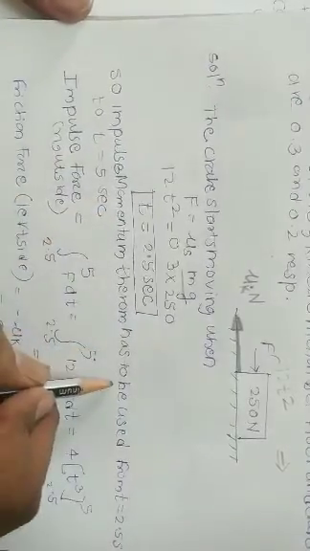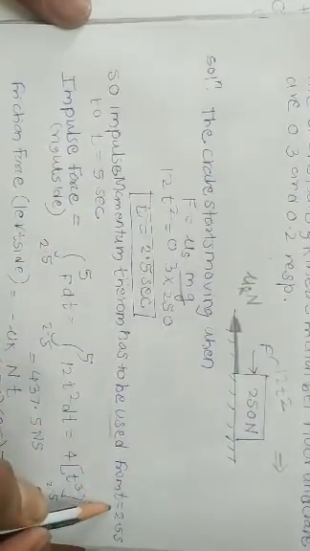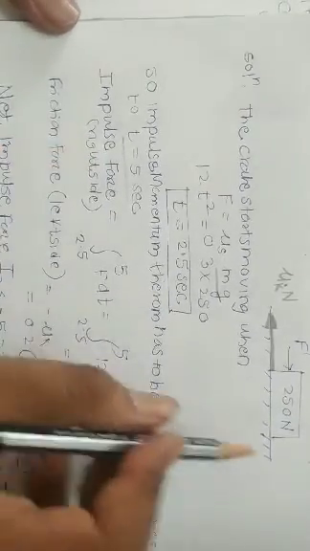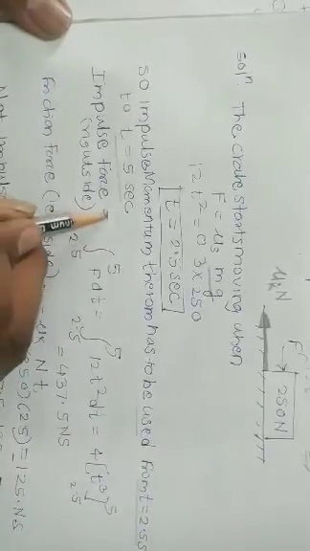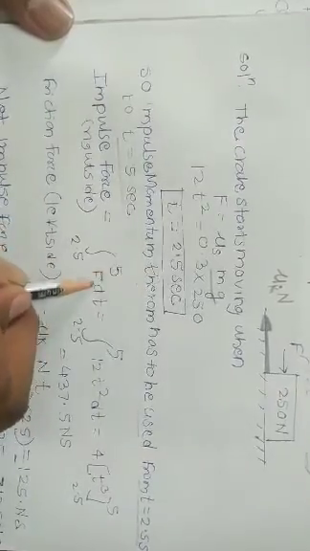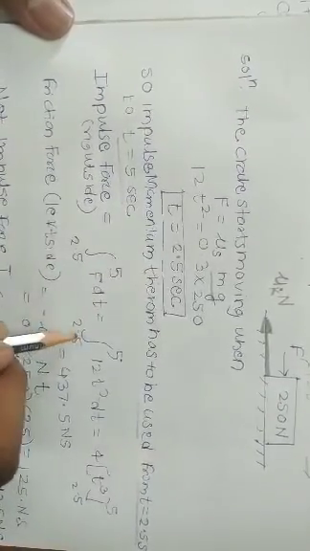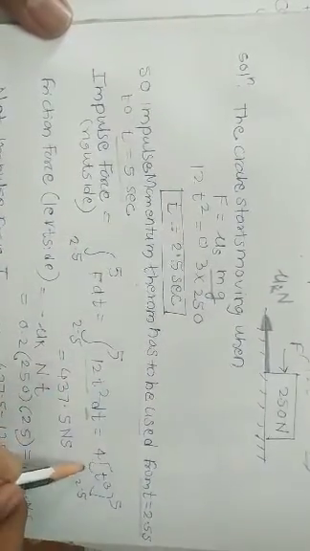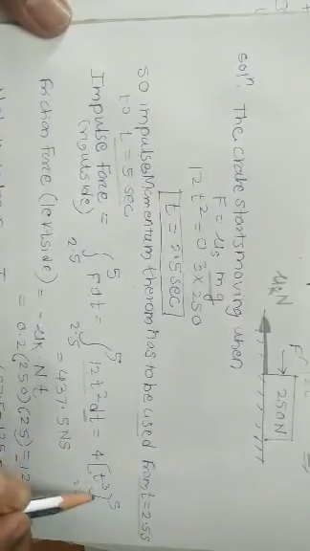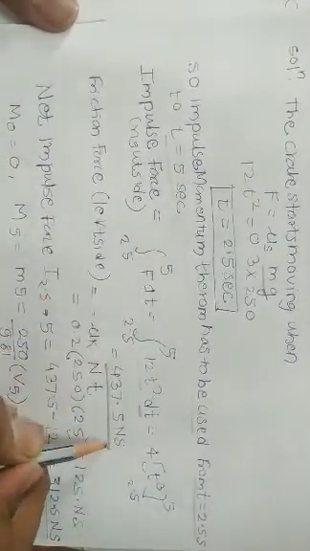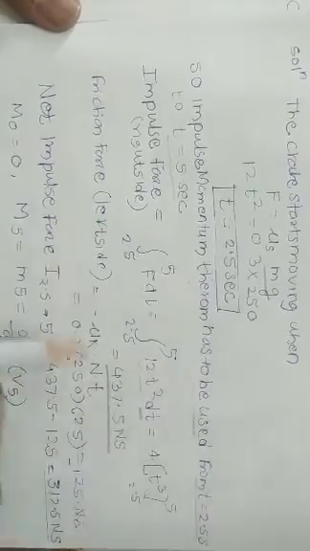Now we'll use the impulse momentum theorem, and we have to use it from T equal to 2.5 seconds to T equal to 5 seconds. Now the impulse of the force towards the right we get by integrating from 2.5 to 5 seconds F dt. So integration from 2.5 to 5 of 12 T square dt. After integrating, we get 4 times T cube, with lower limit 2.5 and upper limit 5 seconds. Solving that, we get 437.5 Newton sec.